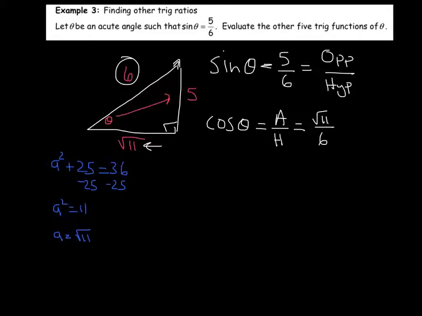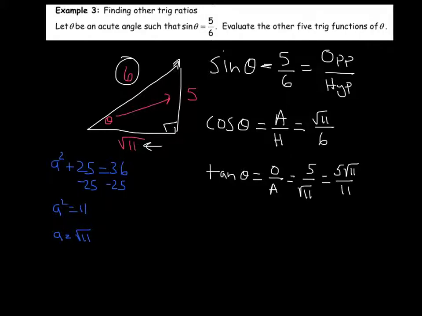All right, and then we have the tangent of theta. That's going to be the opposite, so TOA, opposite over adjacent. Opposite is going to be 5 over adjacent, which is root 11. And once again, when you multiply the top and bottom by root 11 to get the radical off of the bottom, if you need to do that on your own, please feel free to do so, but you're going to get 5 root 11 over 11. All right, we've got the three basic ones. Now we need to get the other ones.